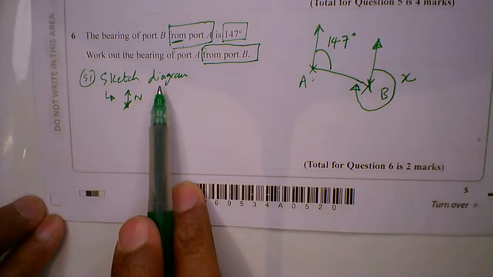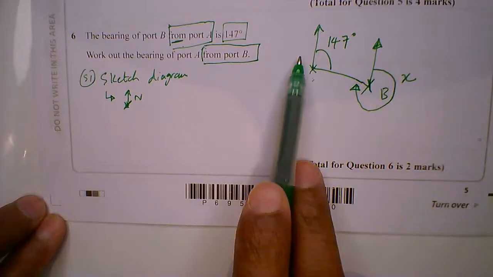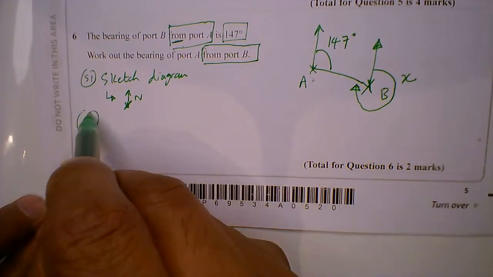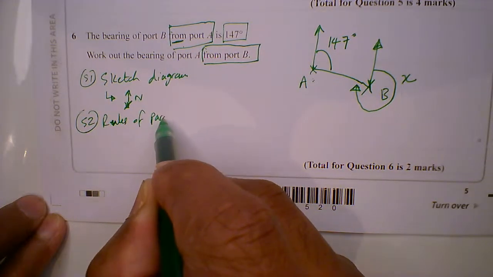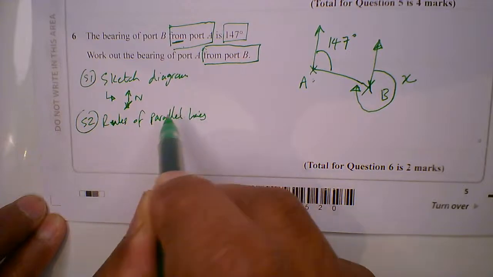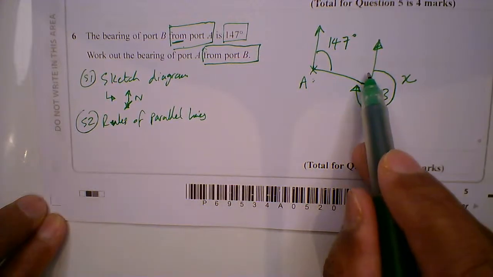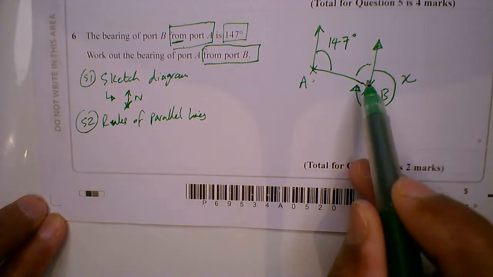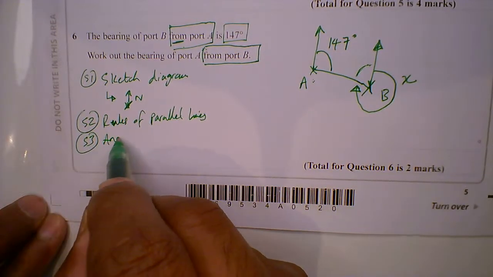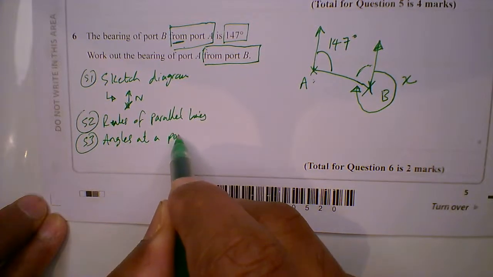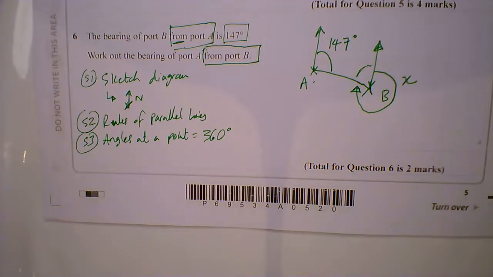I've drawn my diagram. Step 2 is going to be, I'm going to use my laws of parallel lines, or rules of parallel lines, and then you can see I'll be able to work out this angle here. Once I know this angle, I can work out the other angle. So step 3 is angles at a point. Angles at a point equals 360 degrees. All right, so I hope that's clear. So a bit of a long explanation there.